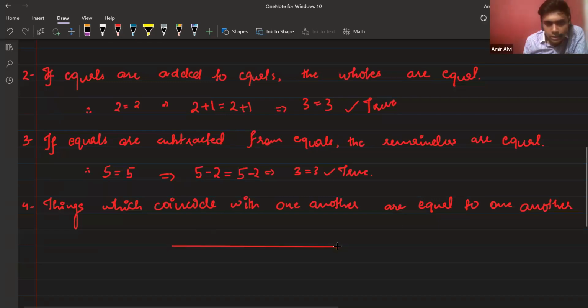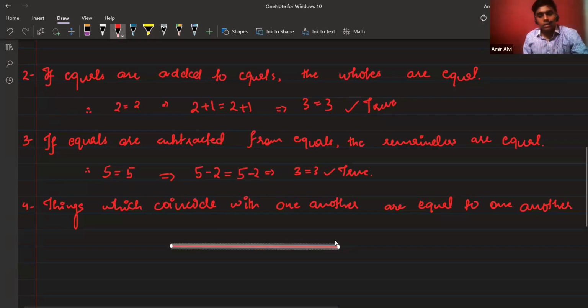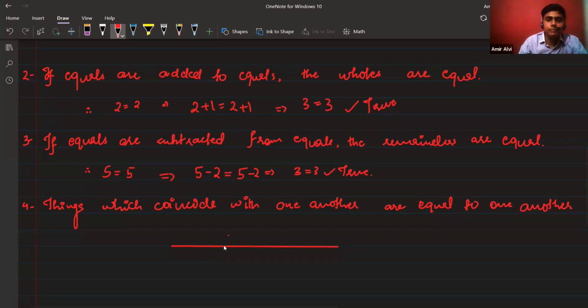Coincide means suppose this is a line, and I'm placing one more line on it. Two lines are there. I've merged the two lines. Are you able to distinguish them? No. Coincide means to completely cover.